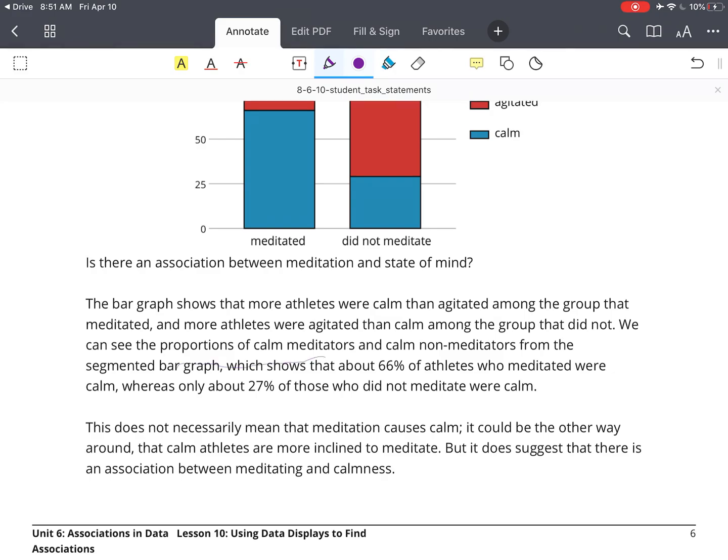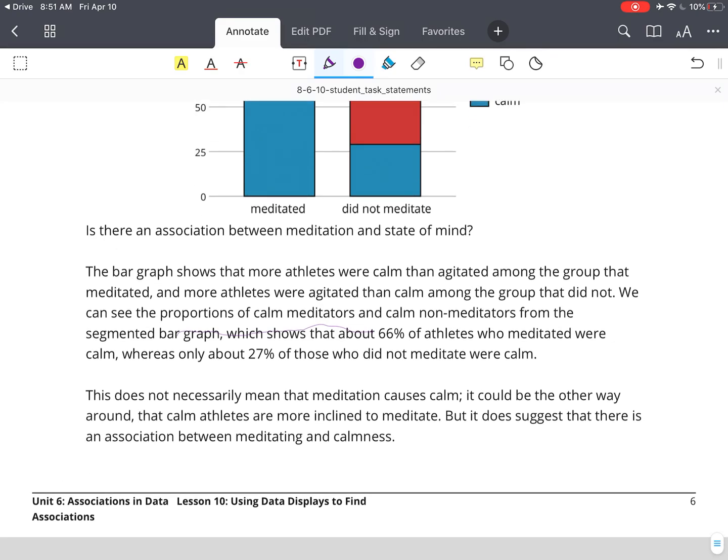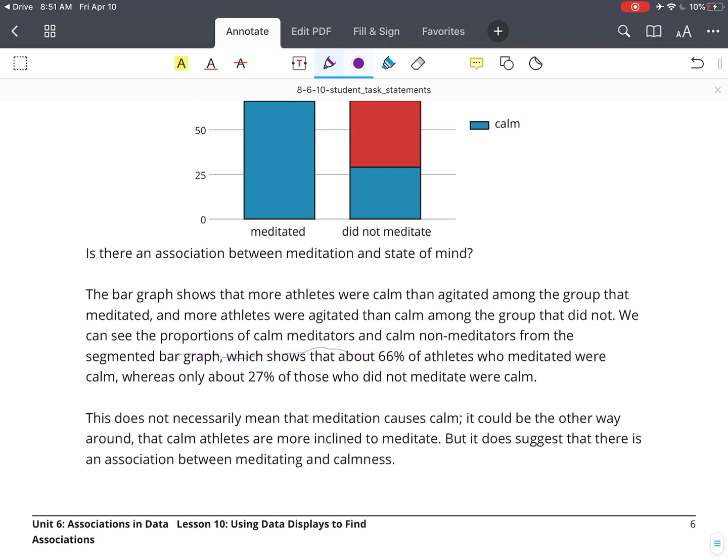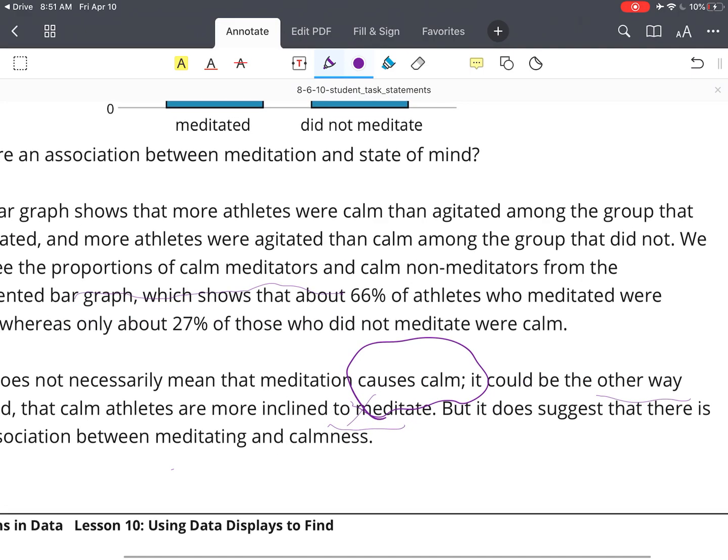We can see the proportions of calm meditators and calm non-meditators from the segmented bar graph, which shows that about 66% of athletes who meditated were calm, whereas only about 27% of those who did not meditate were calm. That does not necessarily mean that meditation causes calm. Just because you meditate doesn't necessarily mean it's going to make you calm, but it could be the other way around, that calm athletes are more inclined to meditate. But it does suggest that there is an association between meditating and calmness. So just because it makes you think that they're related doesn't necessarily mean that one is causing the other.